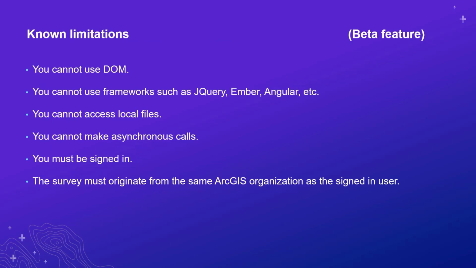Please keep in mind that there are a few known limitations when using JavaScript functions in Survey123. You cannot use the Document Object Model, also known as DOM, nor can you use frameworks such as jQuery, Ember, and Angular. You cannot access local files on the device via custom JavaScript functions. You cannot make asynchronous calls, only synchronous calls are currently supported. The user must be signed in, and the user must originate from the same ArcGIS organization as the signed-in user.